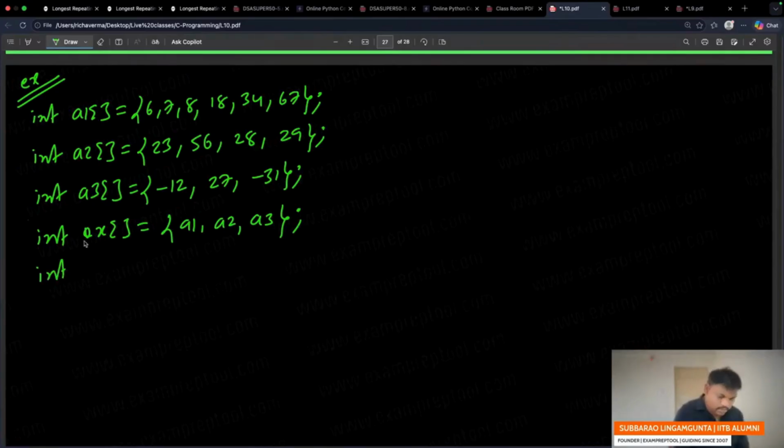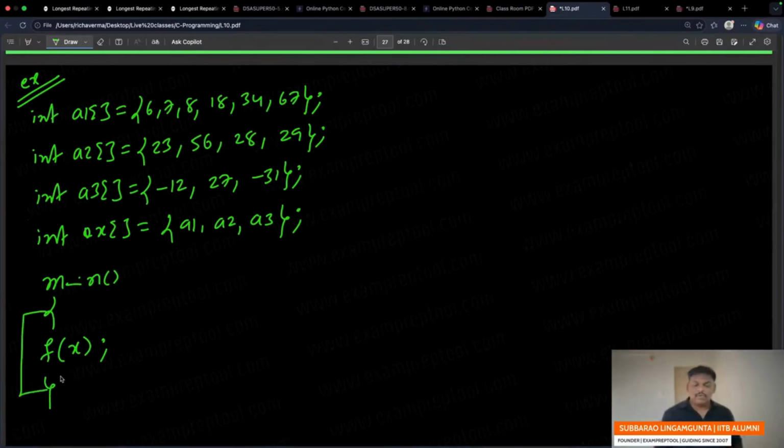int main. I think there is no int also. Main. Next one, some f function, f of x. Go inside. Yeah, that is also okay. Let's go to the f function. Careful. void f(int *a).